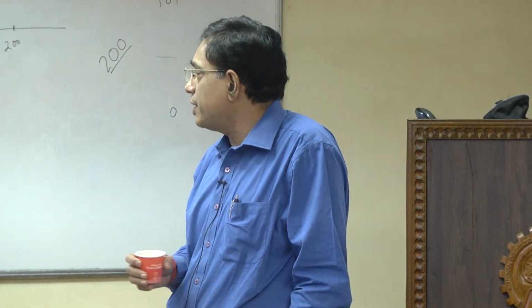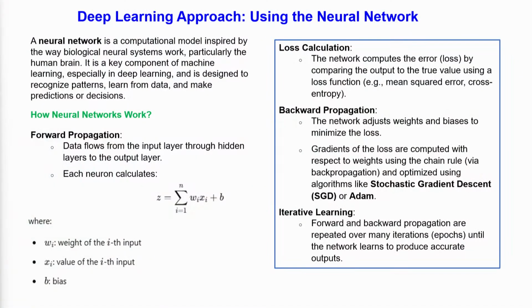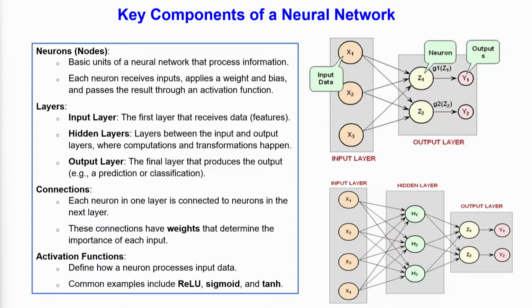And then you have iterative learning. Forward and back propagation are repeated over many iterations, which are called epochs, until the network learns to produce accurate outputs. This you can verify by some test problems where it gives the correct thing.